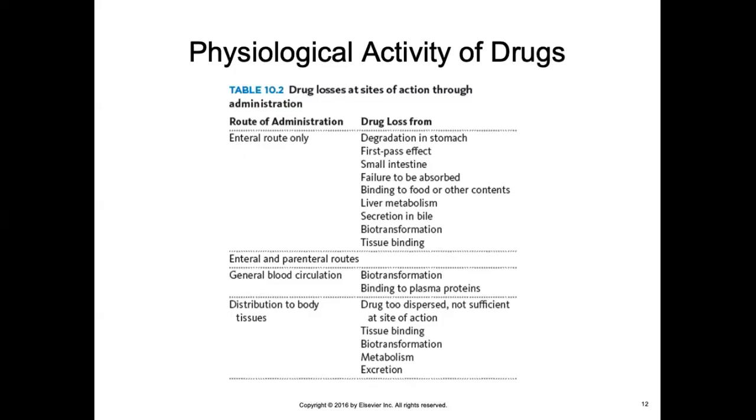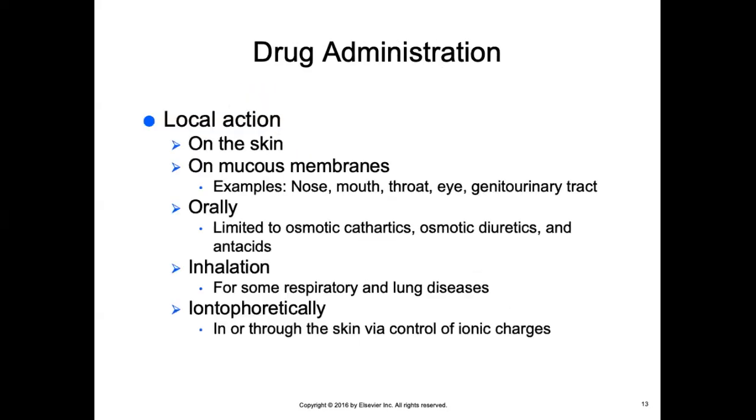With both enteral and parenteral routes in the blood, you have biotransformation and binding to plasma proteins. In distribution, the drug can be too dispersed or insufficient at the site of action. It may not bind the tissue. It may be biotransformed into something that's inactive or maybe even toxic. It can be metabolized so that it's not the form that you want acting at the target, and then it can be excreted. So when we talk about drug administration, we've sort of addressed this already. It can be on the skin. On the skin, it's called topical.